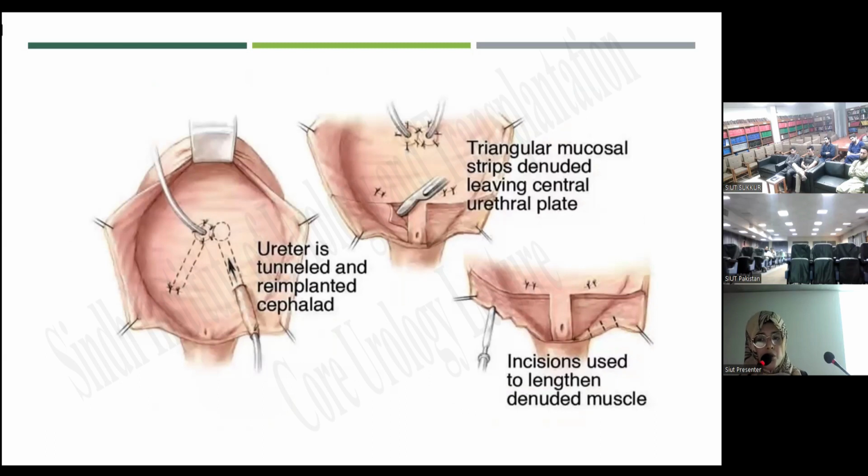Then the ureters are mobilized and reimplanted in the cephalotrigonal position. The segment of the triangular mucosal strip is excised on either side of the median strip, measuring around 1.5 by 3 centimeters, that will form the new urethra. A short incision is given in the muscle that will permit the extension of the bladder neck.